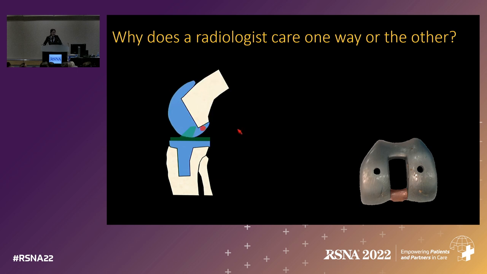So why does a radiologist care one way or the other? Well, it has to do with the mechanics of this particular type of arthroplasty. When you flex your knee, in order to prevent posterior dislocation, the function of the PCL, there is this little bar that I've colored in red back here that, as you flex, runs into this big plastic post, the polyethylene post, right? So as you flex, you can't posteriorly dislocate because this cam bar is not going to let you.